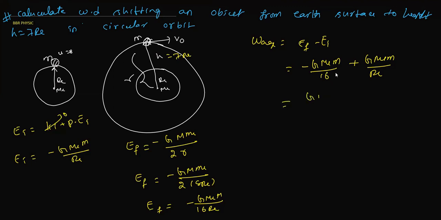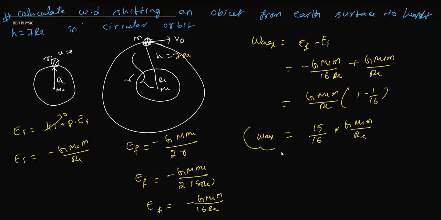GMEM divided by RE, if I take common, 1 minus 1 by 16. If you take LCM, 16 minus 1 will be 15. Therefore, work done by agent will be 15 by 16 into GMEM divided by RE, which we got here. This is the answer for the question as it is given in the option in one JEE question.